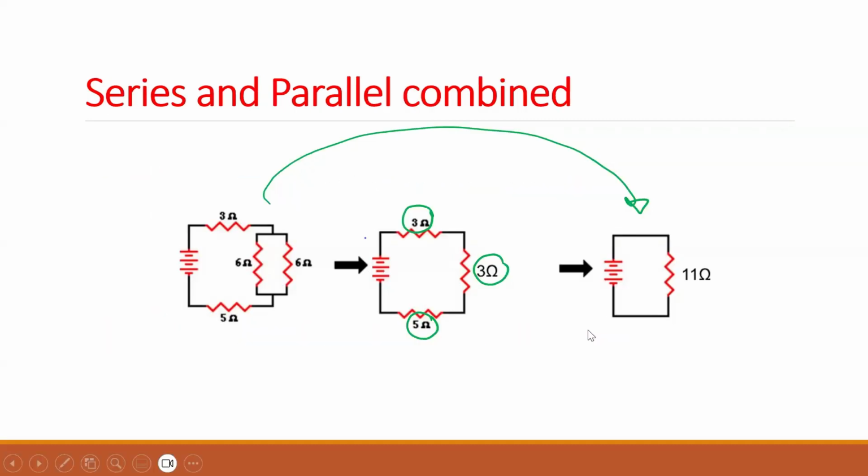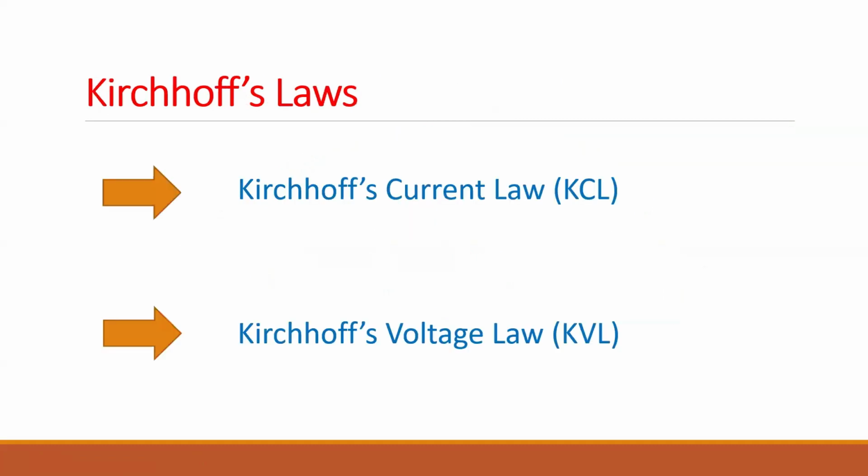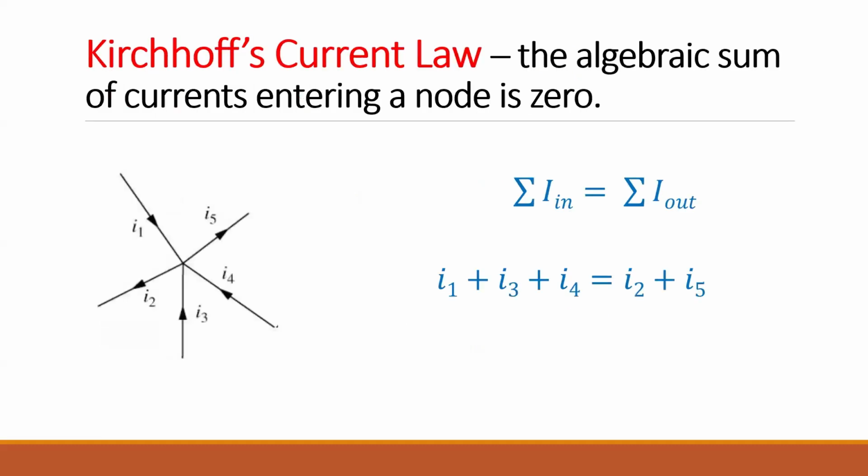Okay, so that part is just understanding the series and parallel resistors. Now there are two main laws that we are going to learn and use throughout the course: Kirchhoff current law and Kirchhoff voltage law, very important. So far we have learned Ohm's law, which says V equals IR. Now we are learning two laws, Kirchhoff laws. We use the abbreviations KCL for current law and KVL for voltage law. Let's see what they are.